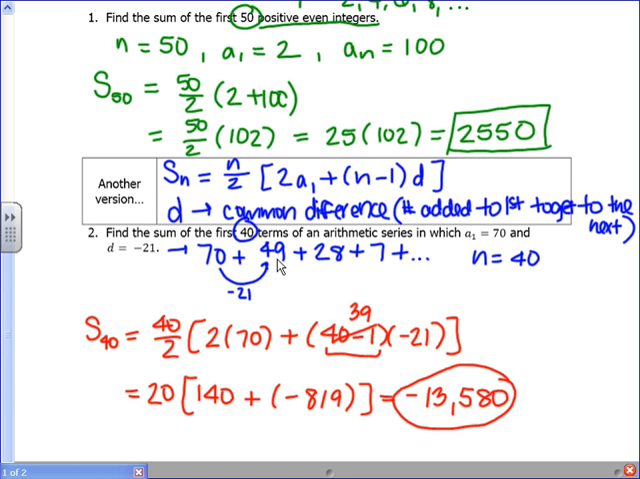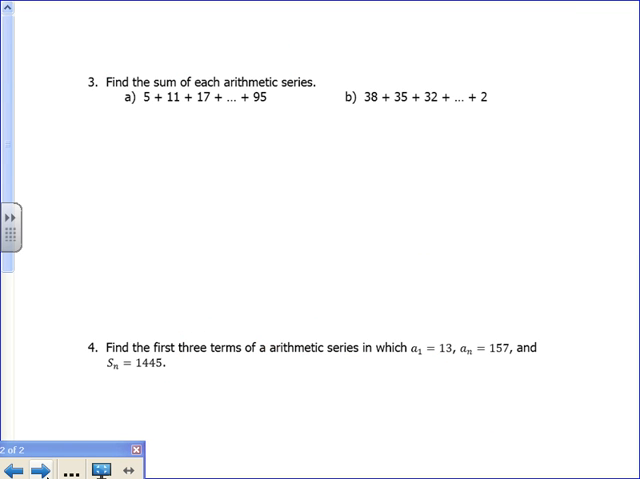We have positive number, positive number, positive number, positive number. So there's 4 positive numbers. And then after that, if we're adding a negative 21 to each of these numbers, it's just going to get negative for 40 terms. So we have 4 terms that are positive, and we have 36 of them that are negative. That's probably going to give us a negative solution. So yes, does that make sense? Yes, it does. Let's go to the back side.